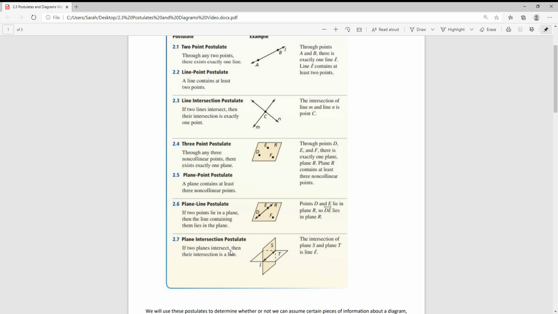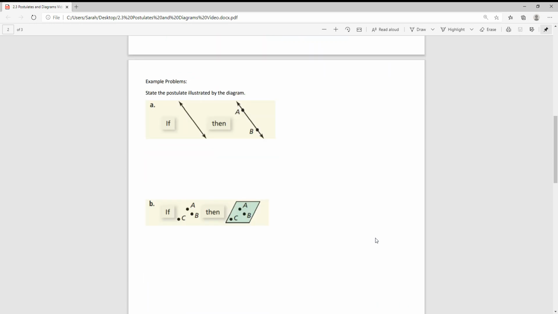For what we're going to do today, we are going to be identifying situations where each postulate is being used, and we will also later on use these to help us with proofs. That's coming up in the future. So let's look at some example problems.